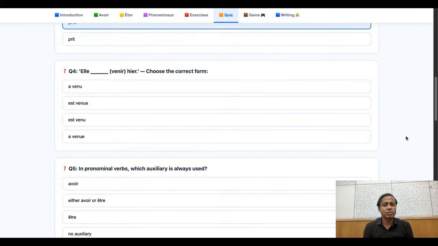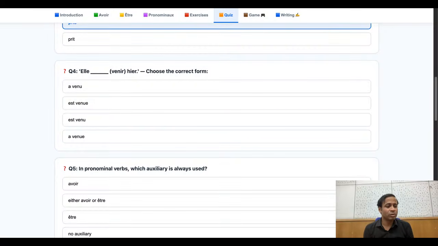Now, question number 4: il dash venir hier. Choose the correct form. What is the correct form? Type in the chat box. La venue. No, that is wrong. Priyanshu, la venue. No, that is wrong. Venu.